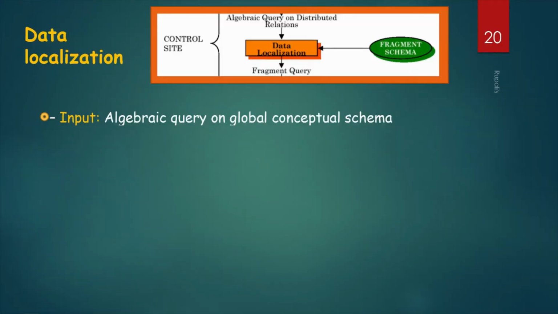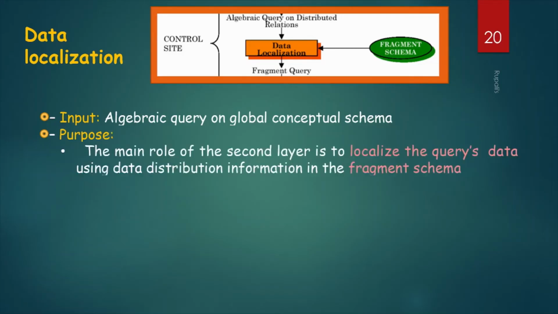Next step is data localization. Here the input is an algebraic query. We already learned how we can draw the query tree. So the input is an algebraic query on the global conceptual schema. And what is the purpose of this step? The main role of the second layer is to localize the query data using data distribution information in the fragment schema.